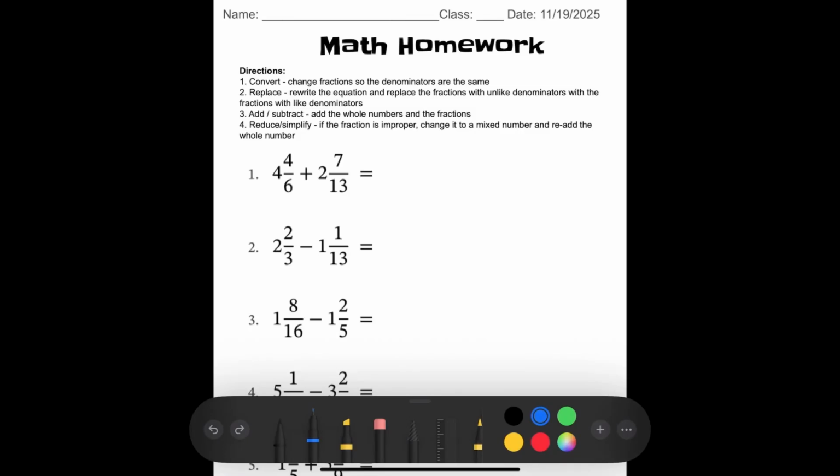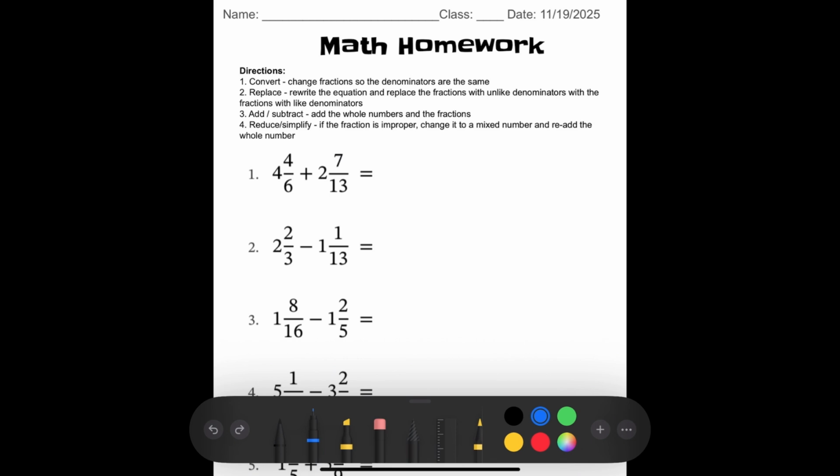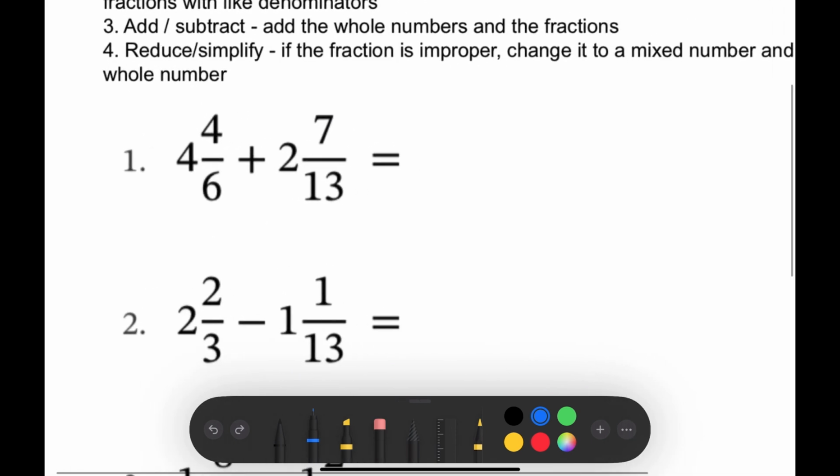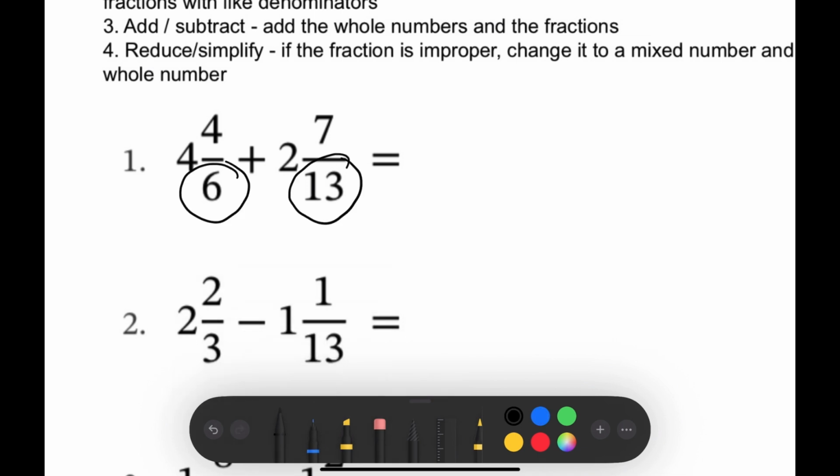Hi families. So we've been adding and subtracting fractions with unlike denominators. That means the denominators have been different. So in order to add and subtract them properly, we have to change the fraction so that the denominators are the same. The easiest way to do that is by multiplying the different denominators by each other.